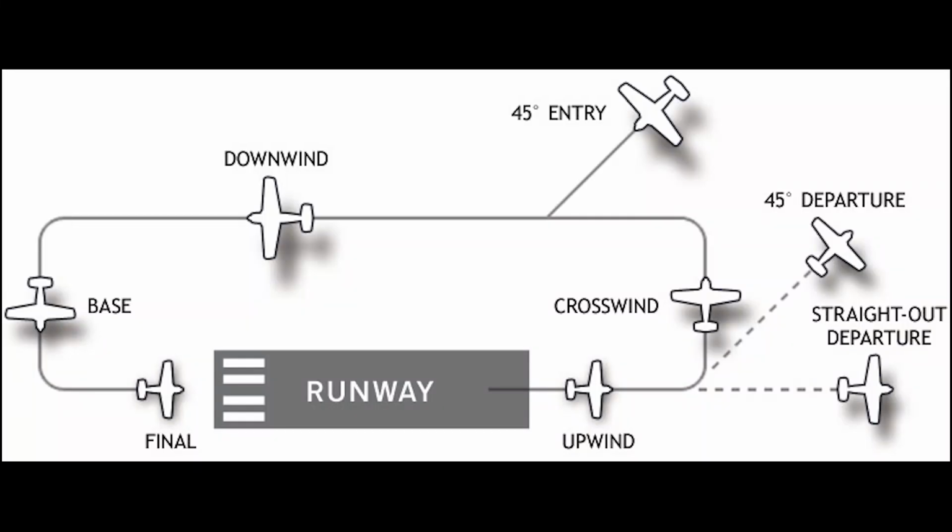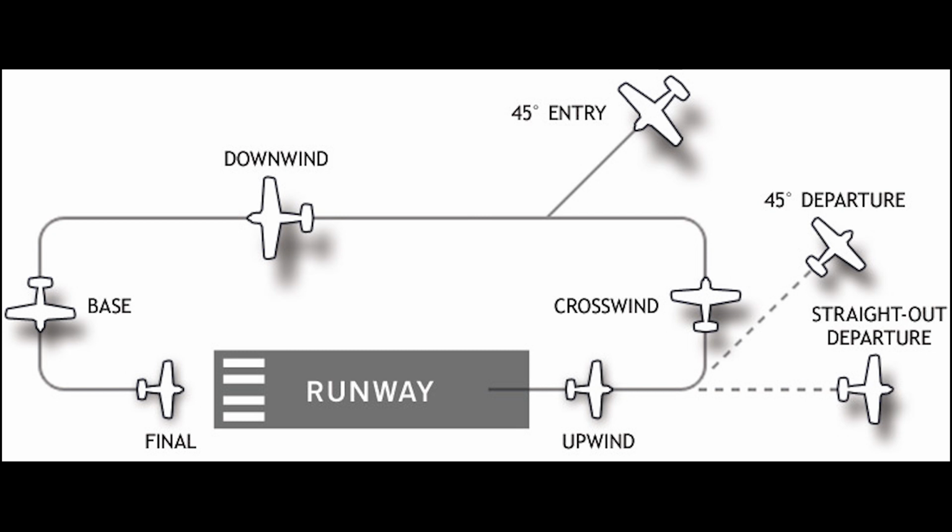Okay, so what we have here is a standard traffic pattern. You have your upwind leg, your crosswind leg, your downwind leg, your base, and your final. So once you take off, you're entering your upwind leg. Then you'll turn left on your crosswind leg, left again to the downwind leg, and left again to base, and then final. This is an example of a left traffic pattern. If you were flying a right traffic pattern, it'd be the other way around. You'd go upwind, and then you turn right on your crosswind, then right on your downwind, right on your base, and right on your final.